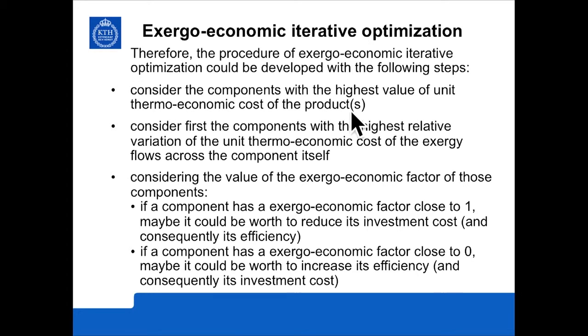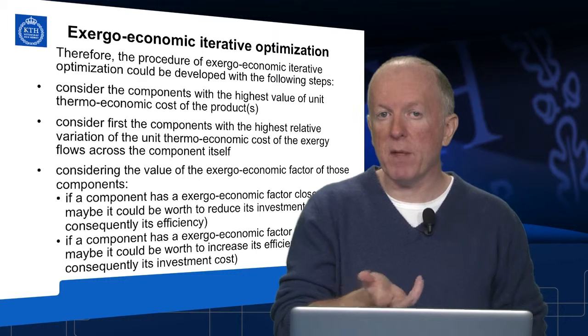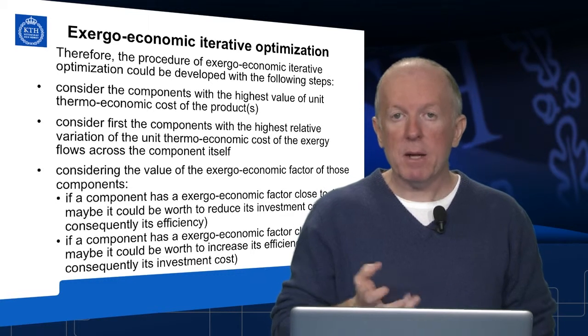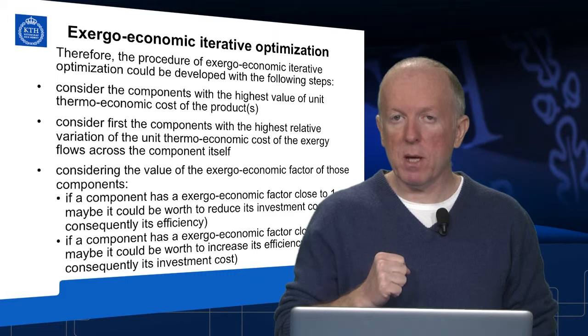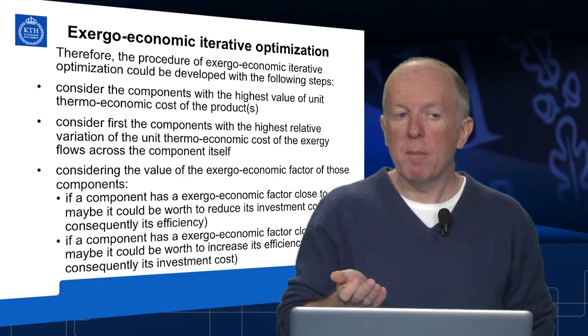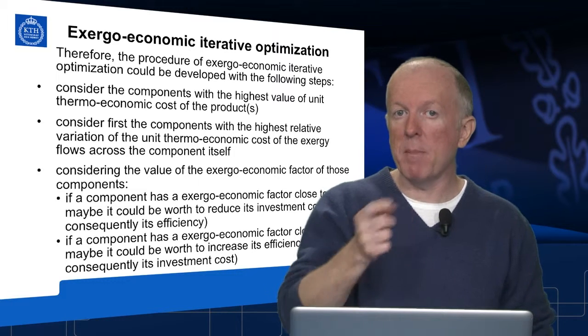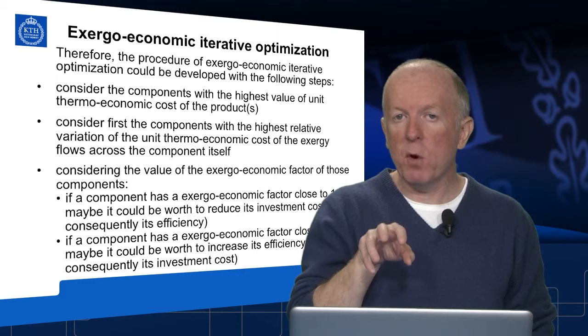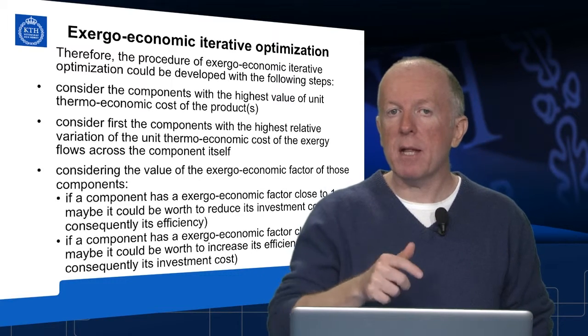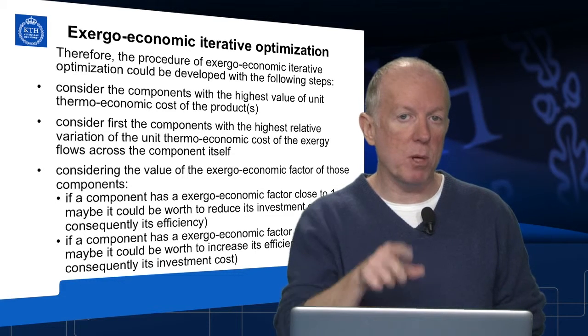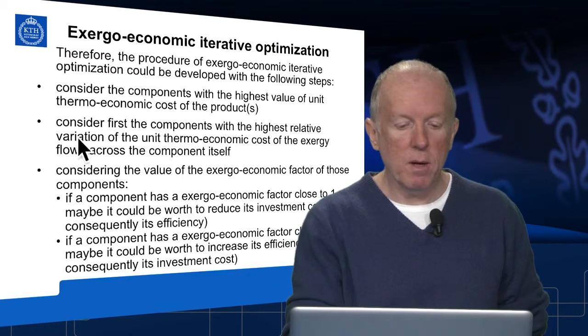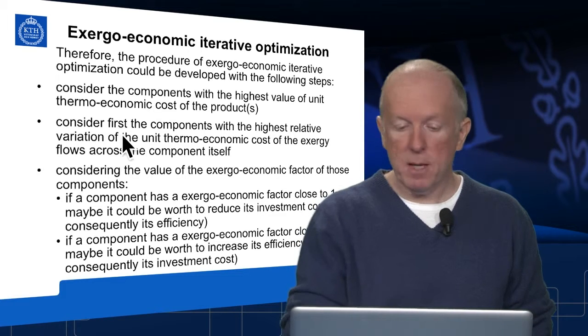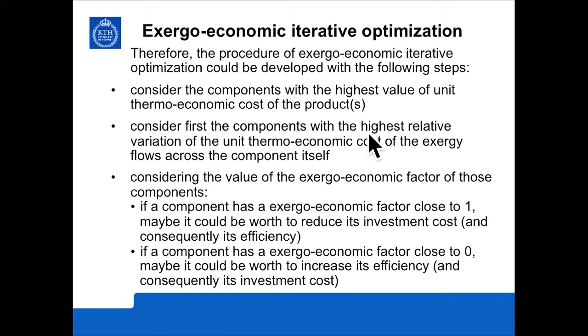A component which has a very high cost of the product can be a signal of something particular. But it's not sufficient, because even if the cost of the product is high, maybe the cost of the fuel was already high, so it's not really a problem of this component. So what we have to focus on especially is the component in which the relative increase of the unit thermoeconomic cost between fuel and product is very high. So consider first, in the previous list, the components with the highest relative variation of the unit thermoeconomic cost of the exergy flow across the component itself.